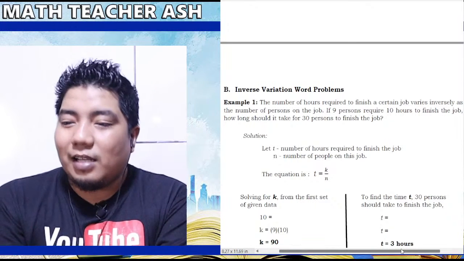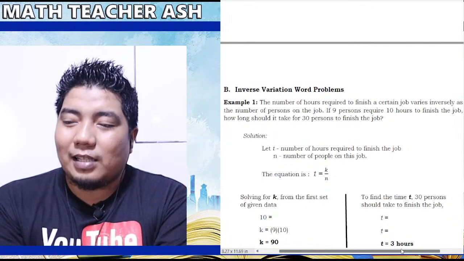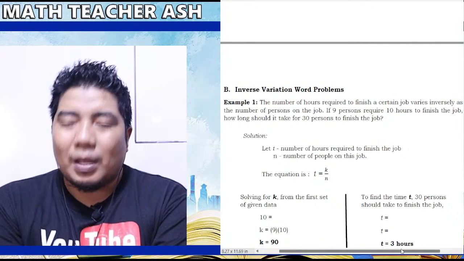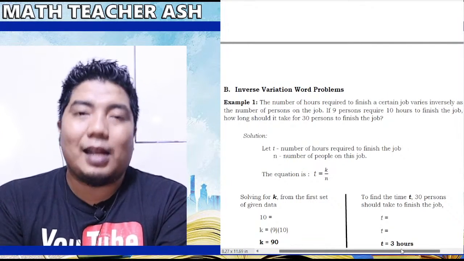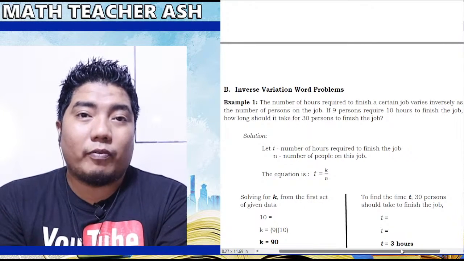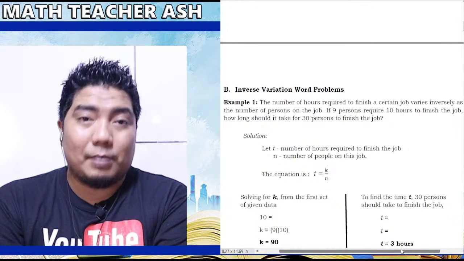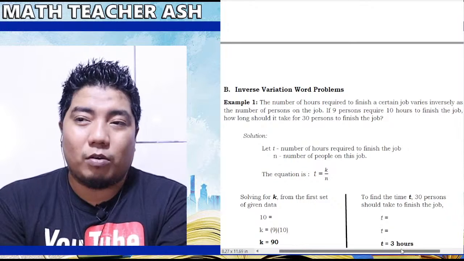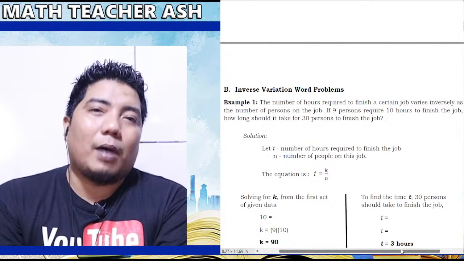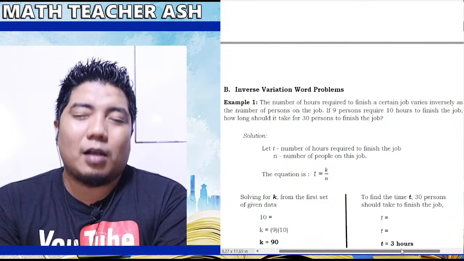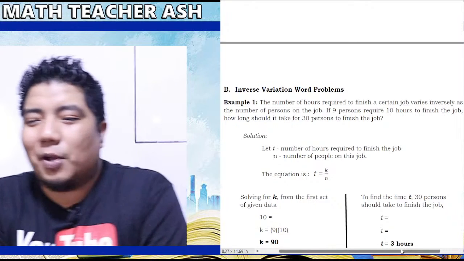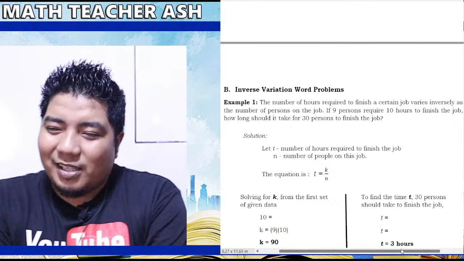Okay? Kahit hindi natin sabihin varies inversely dito, alam natin, or in a common sense, alam natin na the more people work for a certain job, mas madali talaga matatapos, kaysa sa isang trabaho na one-man show lang gawin ang isang trabaho. Okay, so here is the situation.